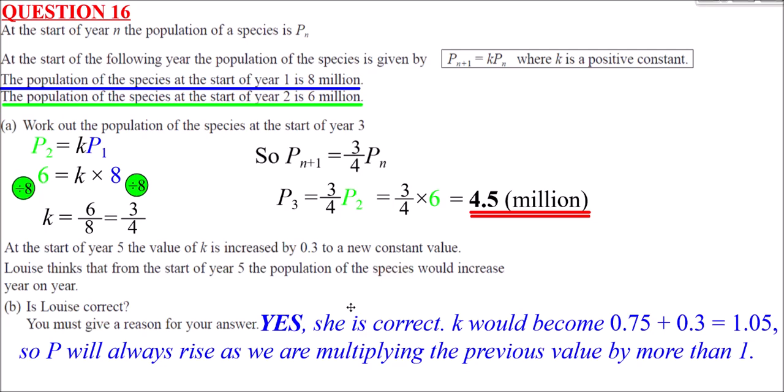Check the official mark scheme, but essentially you need to make reference to the fact she is right, and the reason why is k has now gone to a value more than 1, and if you multiply something by a value which is greater than 1, of course it will keep increasing.